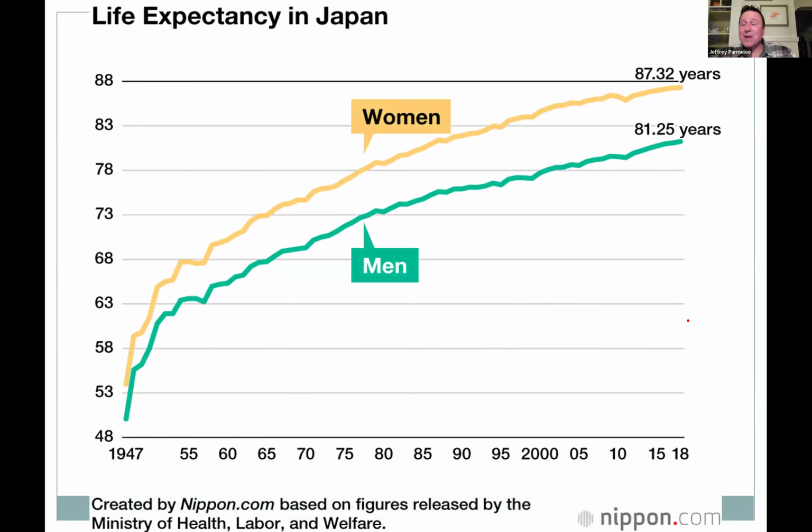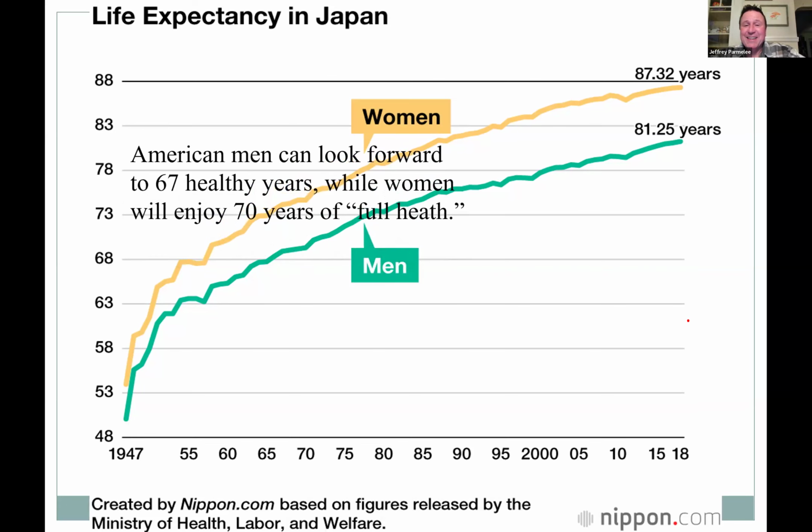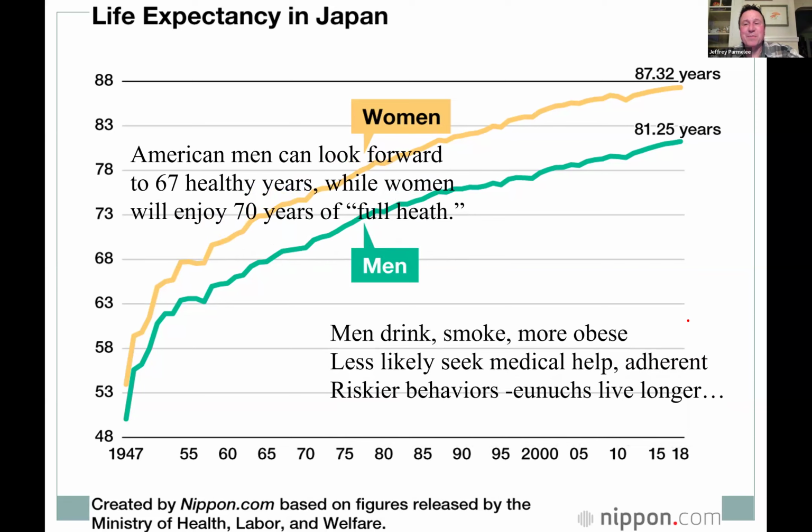And then looking at men and women, women live longer. Why is that? You go to an old folks' home, it's mostly old women versus old men. And men smoke more, drink more, are more obese, less likely to seek medical help, do stupid stuff. I'm saying this as a guy. So all these things go into this, that women have a longer lifespan.